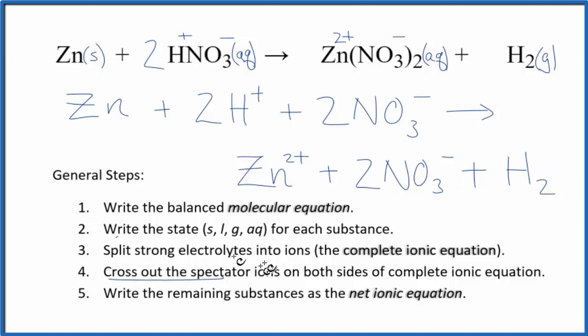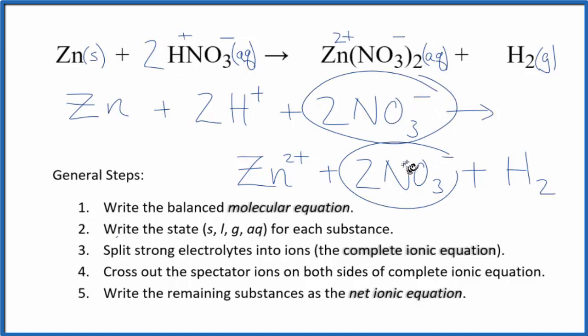Now we can cross out those spectator ions that are on both sides of the complete ionic equation. As I look for something that's the same in the reactants and the products, the only thing I see is these 2 nitrate ions. I have it in the reactants and products. It hasn't changed, so I'm not interested in that. I'm just going to cross those out. And that'll give us the net ionic equation for zinc plus nitric acid. I'll clean this up and add the states in, and we'll have our net ionic equation.